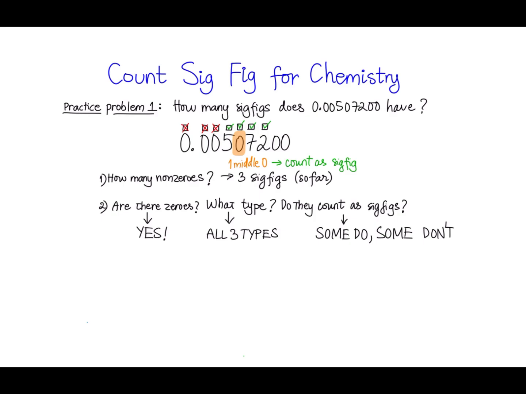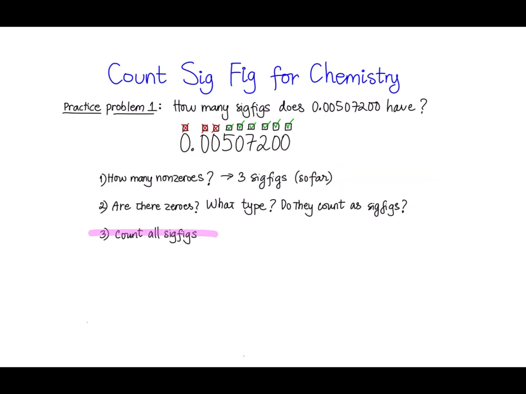Next, we have the middle zero between the 5 and the 7. These always count as sigfigs, so that 0 counts as 1 significant figure. Next up, we have the 2 trailing zeros after the number 2. These are considered sigfigs because there is a decimal point in this number. So the last step, please count all digits in the number that are considered sigfigs. After counting, we'll see that there's a total of 6 significant figures for this number.